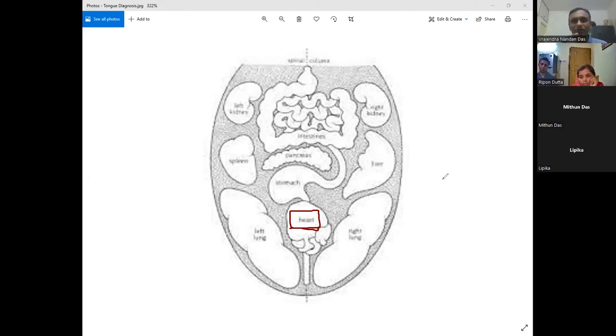So now because of that, sometimes they will put a pacemaker in the heart to regularize the heartbeat.